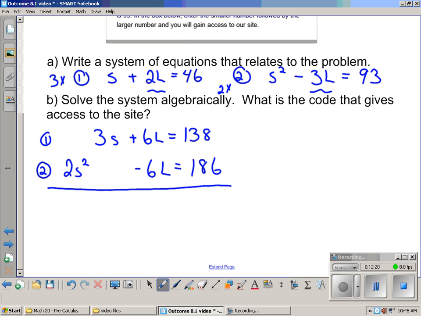Solving by elimination, in order to get rid of my L variable, I'm going to add both terms. So this is like having a 0 here. 0 plus 2s squared is just 2s squared. 3s plus, again, this is like having 0, is plus 3s. 6l plus a negative 6l disappears. And 138 plus 186 is 324.